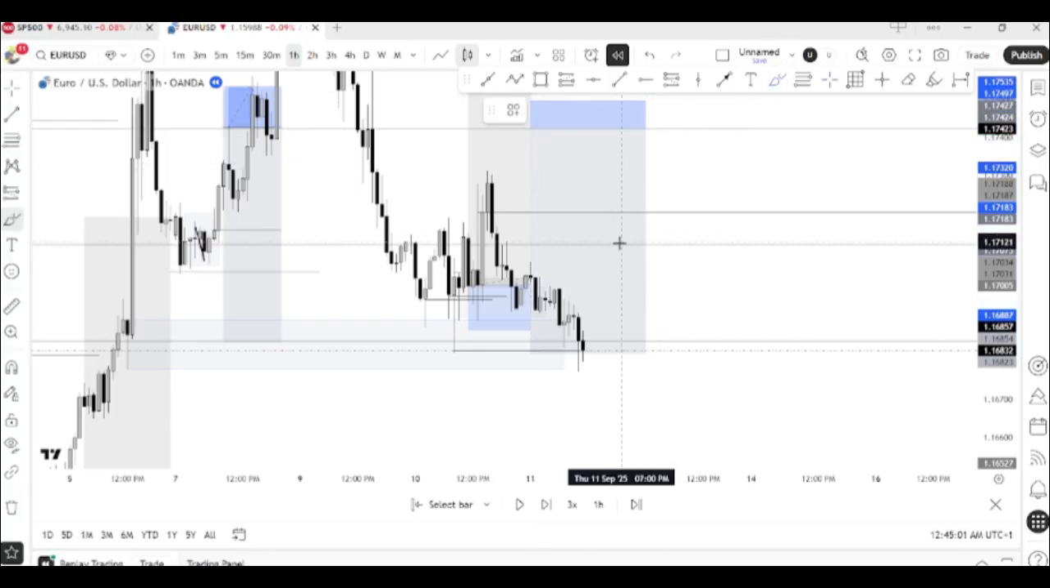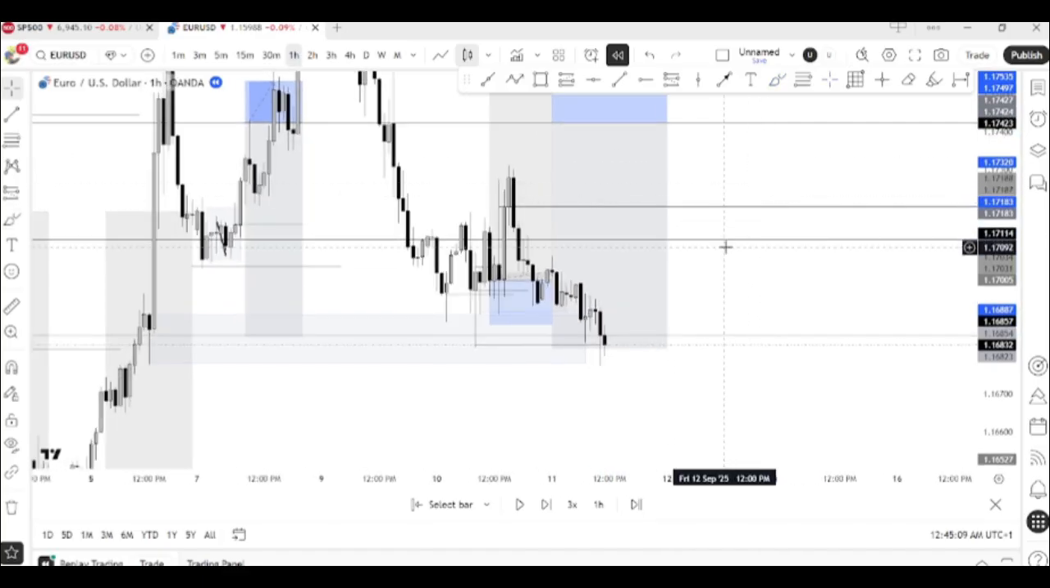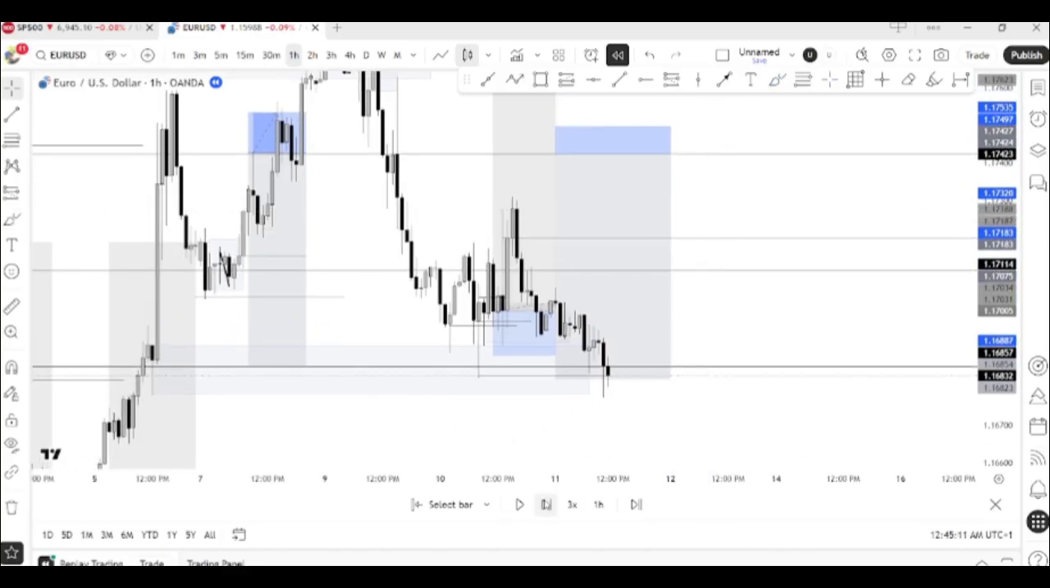If price comes up to this place, I'll look for confirmation to sell. If there's no confirmation, I'll wait for this place. So after all, you mustn't trade every day, so why the rush?